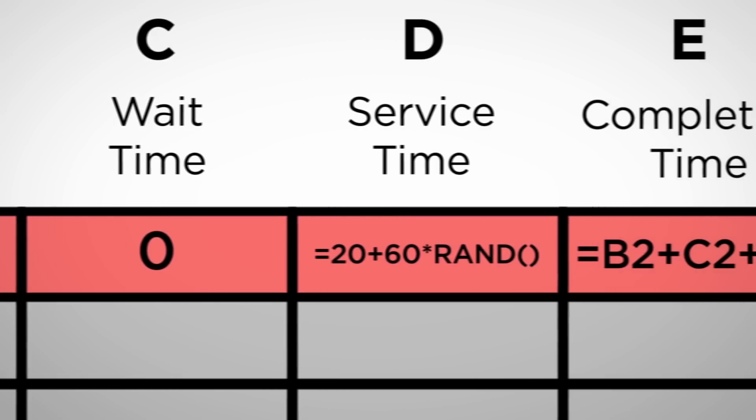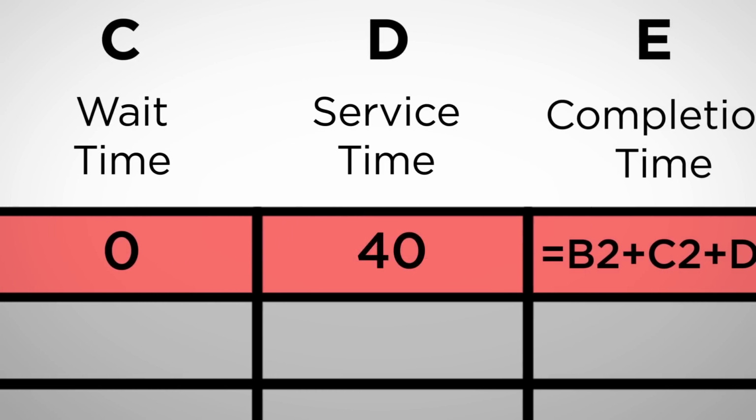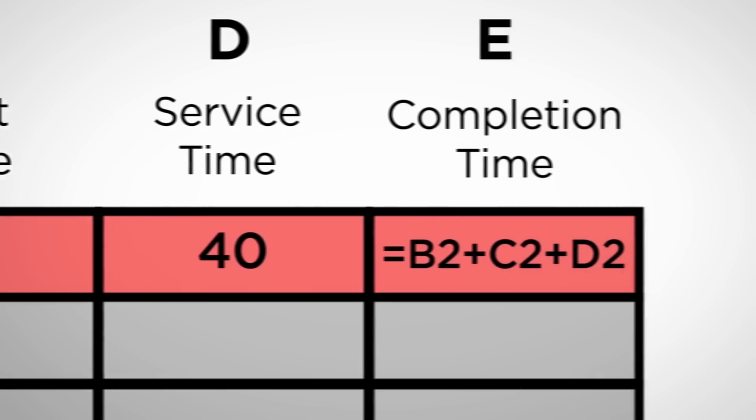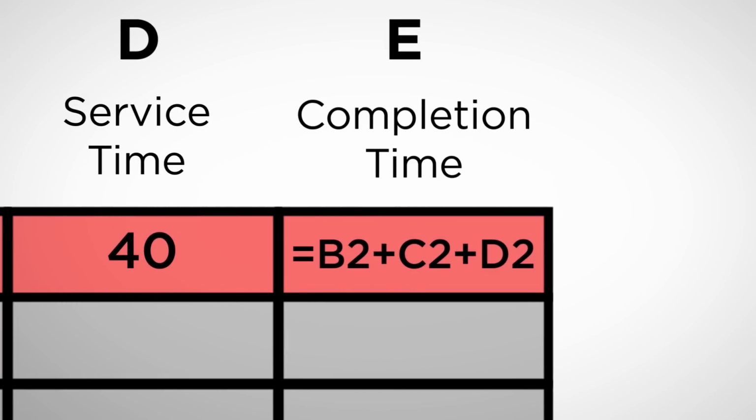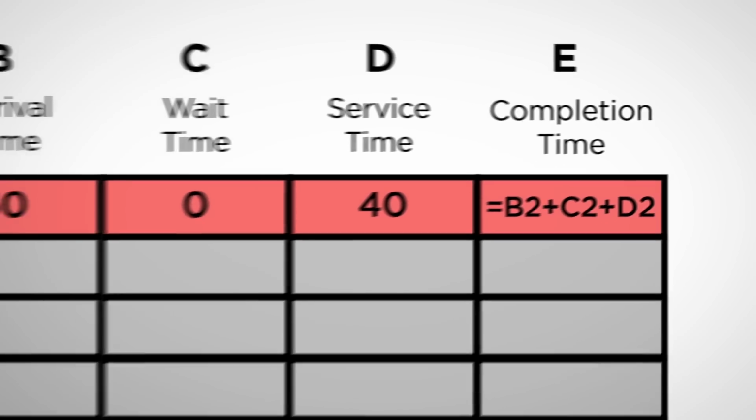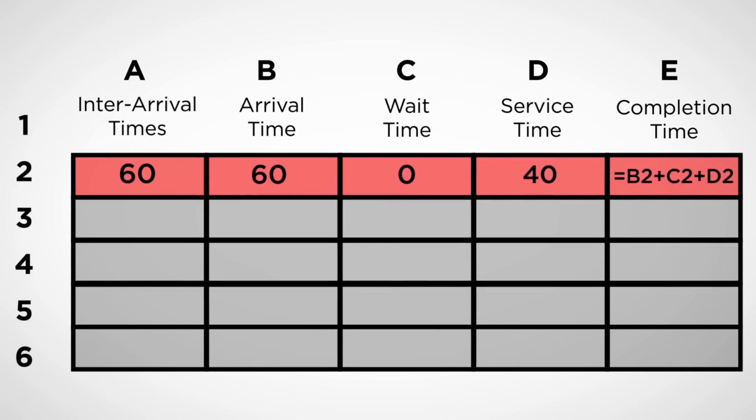And let's say the service time for the first customer is 40 seconds. Then what is the completion time for the first customer? The completion time is going to be the sum of the second, third, and fourth columns, right? The arrival time plus the time the customer spent waiting plus the time it took to get the customer serviced. So it's 100 seconds in this example.